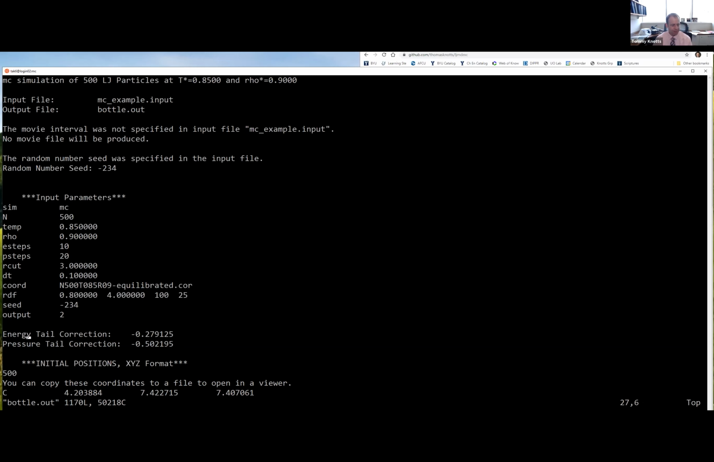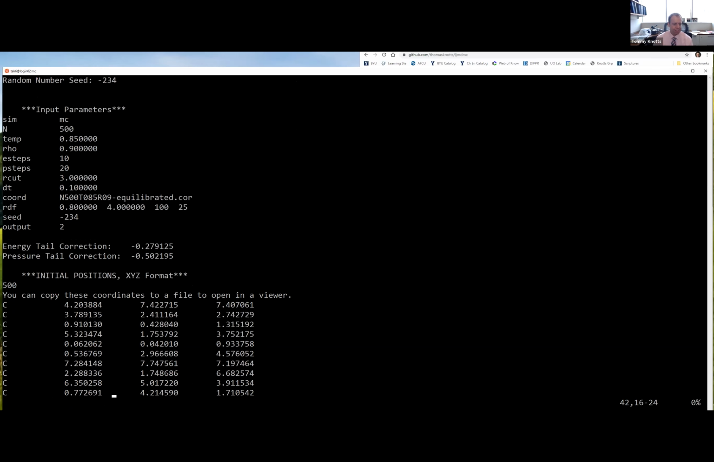How did I get this number? Energy tail correction. And pressure tail correction. Isn't that from the integral from your cutoff? That's right. So that's what we talked about earlier today. I'm cutting off at 3. These are the energy and pressure long-range corrections to the energy and pressure that I get from assuming the radial distribution function goes to 1 at my cutoff.